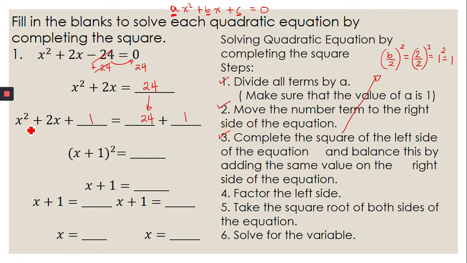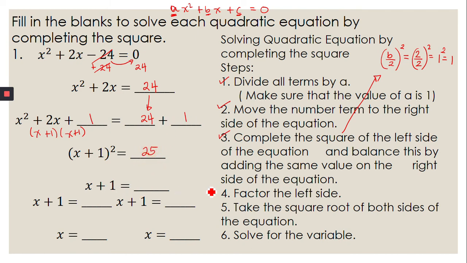So how do we factor x squared plus 2x plus 1? This is a perfect square trinomial. So this is x plus 1 times x plus 1, because x times x is x squared, 1 times 1 is 1, and 1 plus 1 is 2. Or you can rewrite this as x plus 1 squared. And what about the right side? 24 plus 1 is 25.